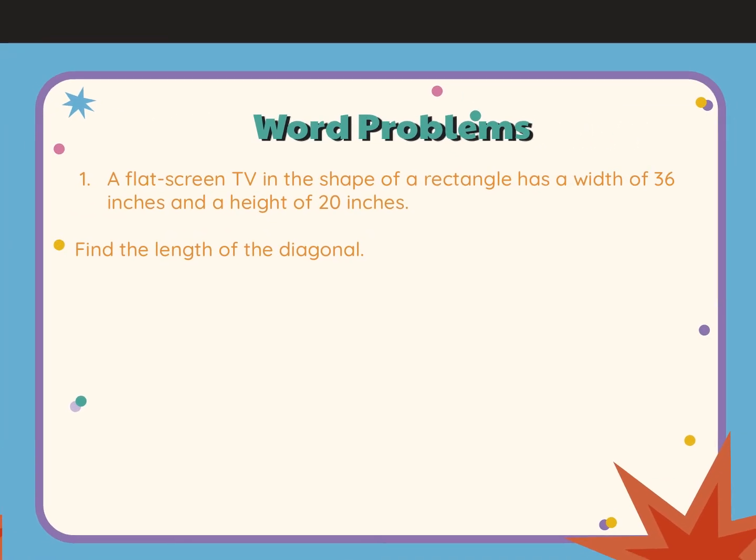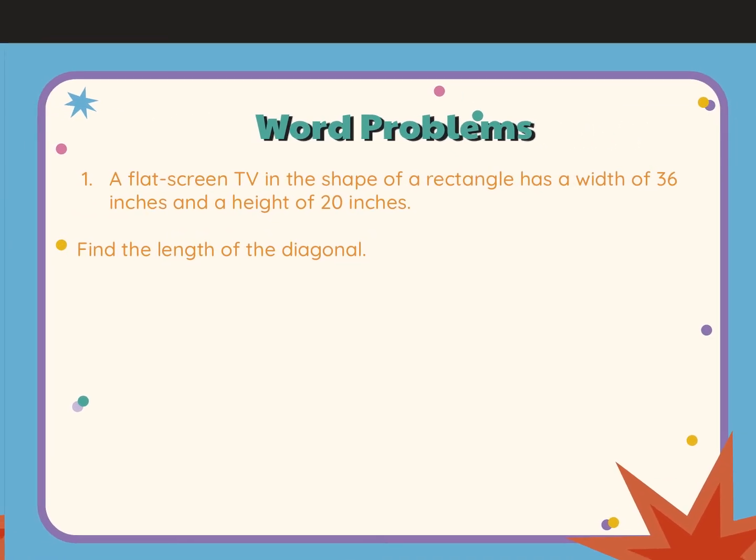All right, so let's look at some more word problems. So the first one here, as you can notice for this one, we do not have a diagram here. So this one we have to draw out on our own. All right, so it says a flat screen TV in the shape of a rectangle has a width of 36 inches and a height of 20 inches. Find the diagonal. All right, so again, box the question. We need to find the diagonal. Underline key information. We know that it's the shape of a rectangle, has a width of 36 and a height of 20 inches. All right, so let's draw out this TV.